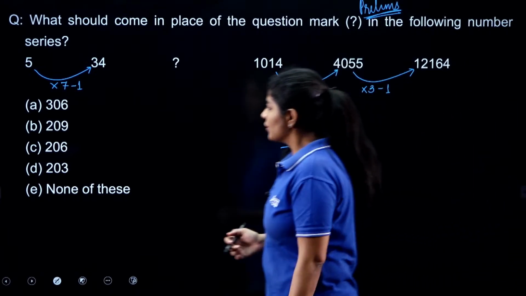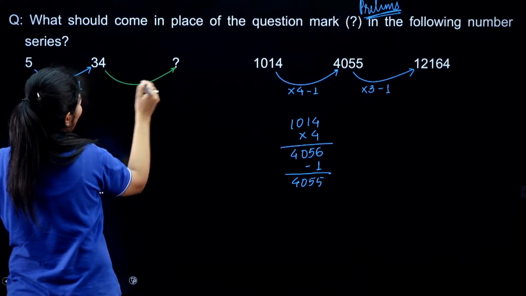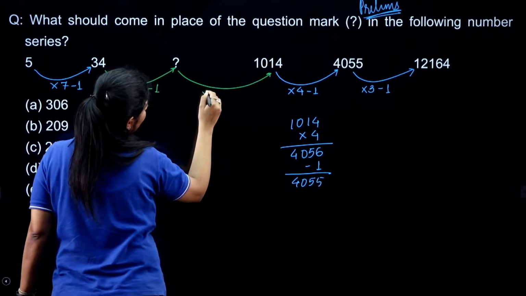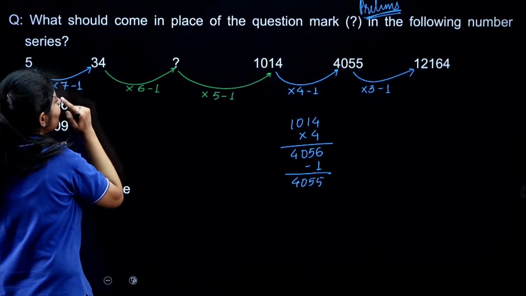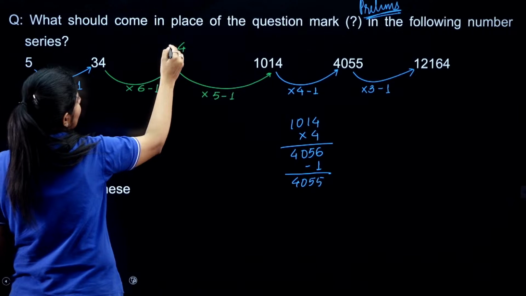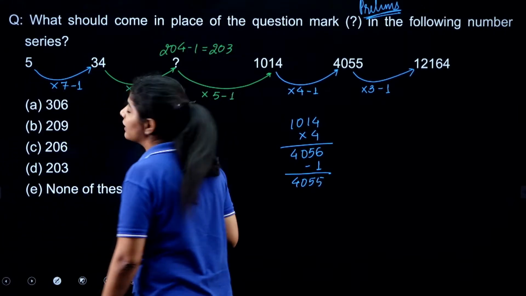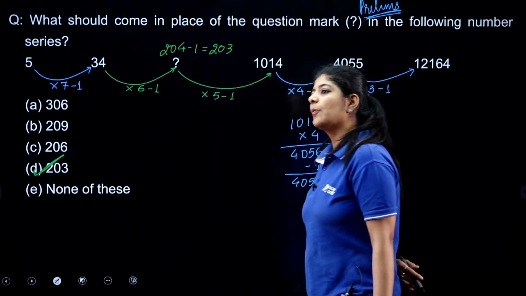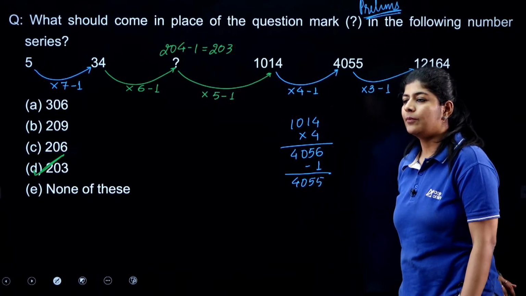Clear? So if I want to find out this one, I have to multiply this number by 6 minus 1, and this one by 5 minus 1, and this is my pattern. So if I multiply this by 6, what are we getting? 24, that 2 is carry forward, 18, and 204 minus 1, that means the answer that we are getting over here is 203. That means option number D is the correct one. Very good, Lucifer, Unknown, and Moed, right?